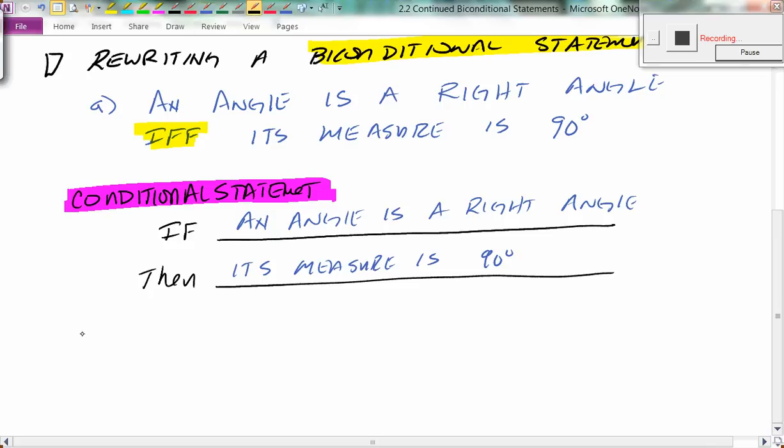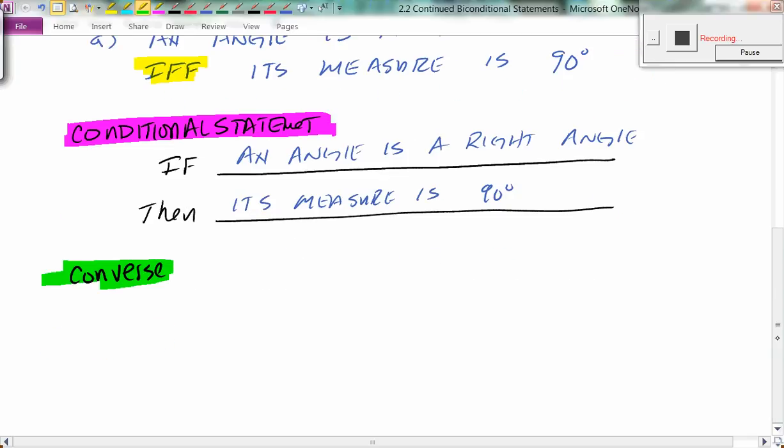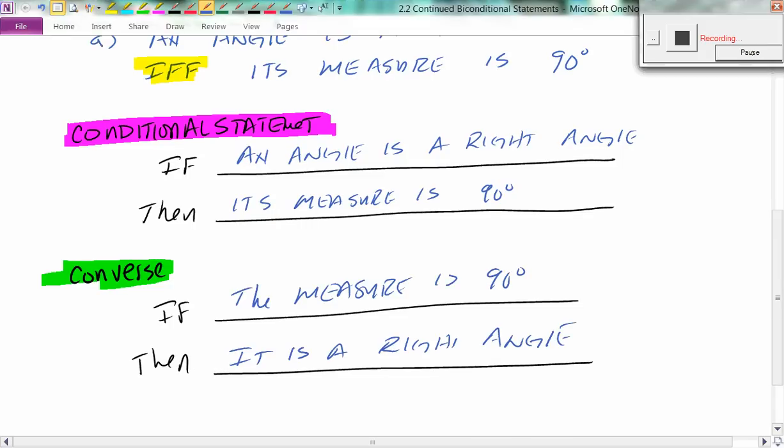Okay? So let's talk about the next part. I'd like you to write the converse, and I want to highlight this part in green. I'd like you to write the converse of your conditional statement. So it's an if and a then. Great. So we have the converse now right there. So I'm pausing. The converse says if the measure is 90 degrees, then it is a right angle.